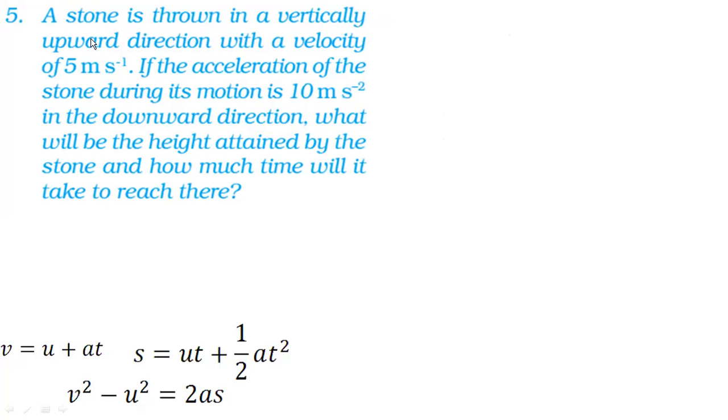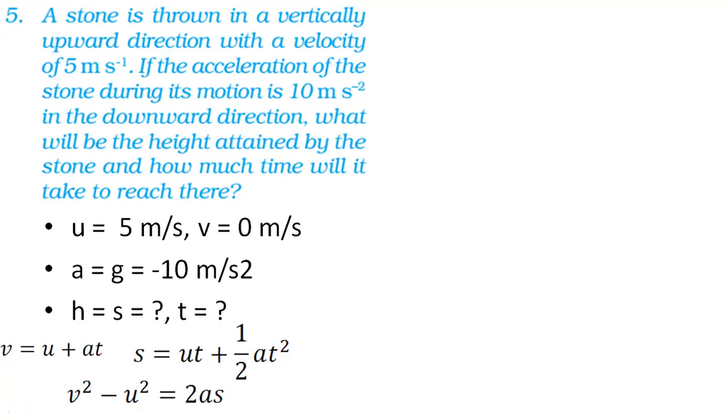Now the last question which is given is: a stone is thrown in a vertical upward direction with velocity 5 meter per second. So this is the condition in which a stone is thrown vertically upward. We have already taken a similar situation, that a ball is thrown up. If a ball is thrown up, what is going to happen? We already know that if a ball is thrown up, its final velocity has to be taken as 0 and acceleration has to be taken as negative. That we already know. So this is the same case.